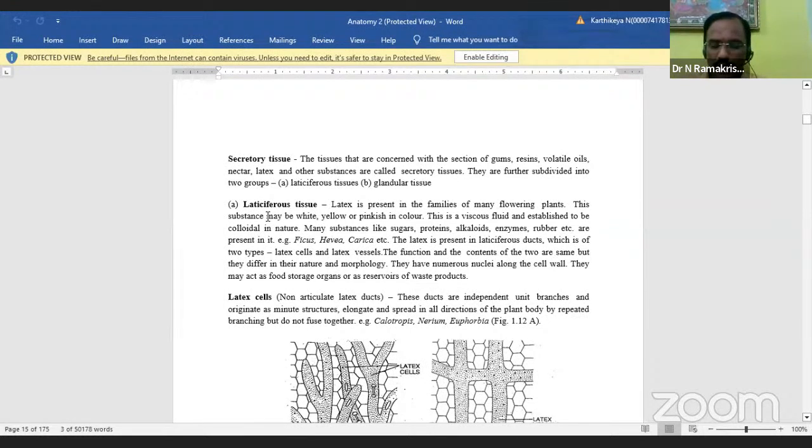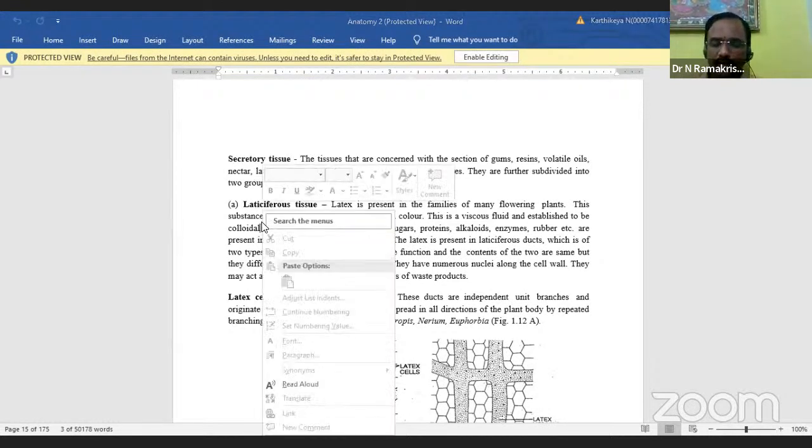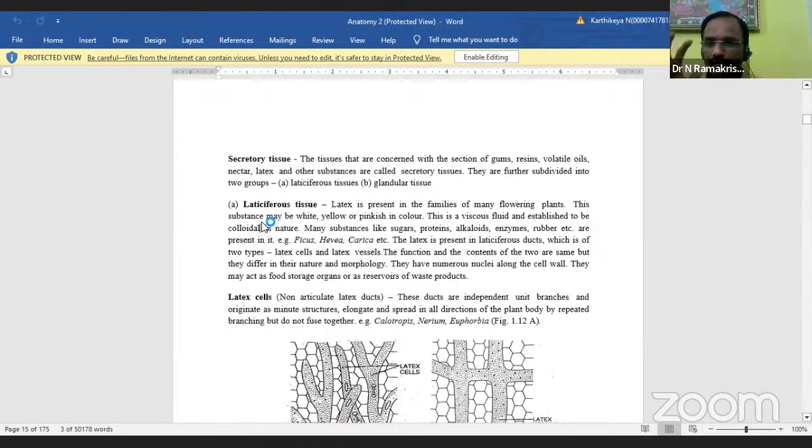One is latiferous tissues. What is the meaning of latiferous tissues? Latiferous tissues are specialized parenchyma cells which secrete viscid, gum-like fluids, for example latex. It is mostly white in color, but may be yellow, as in Papaveraceae, and in Moraceae we also see yellow colors. The latex is stored in vacuoles, and when the tonoplast is ruptured, this fluid comes outside the plant.